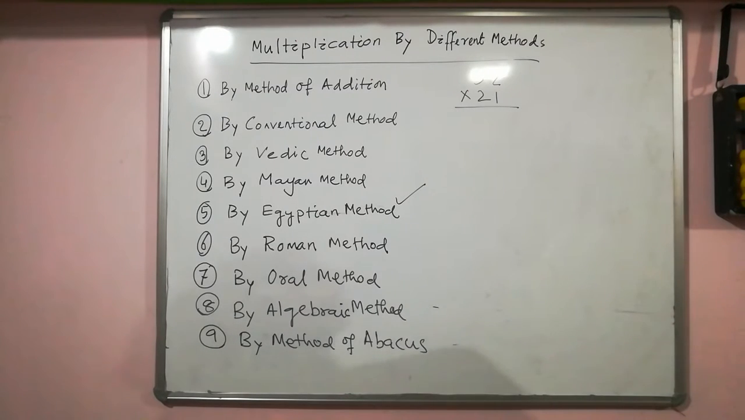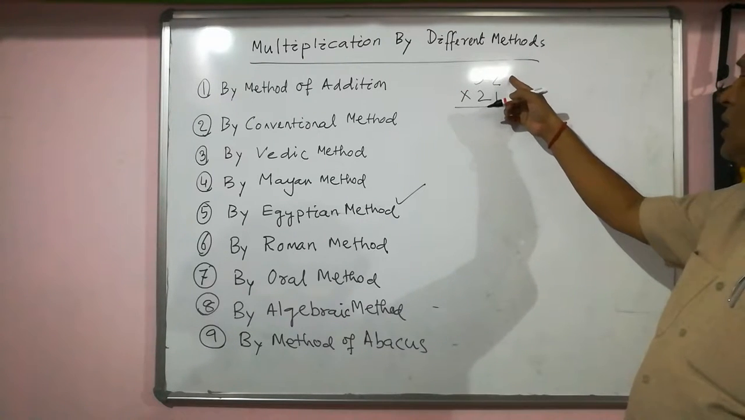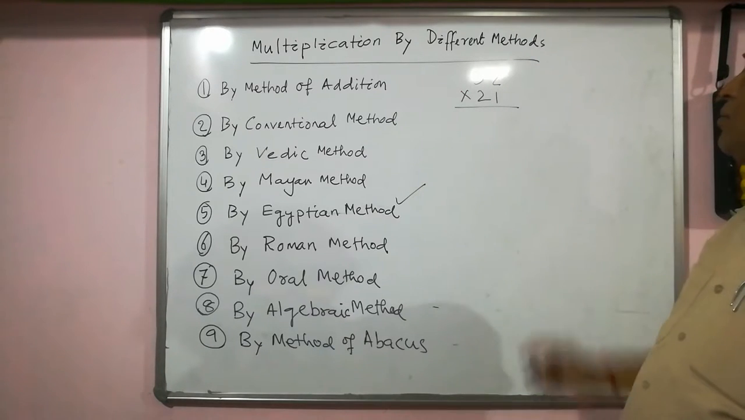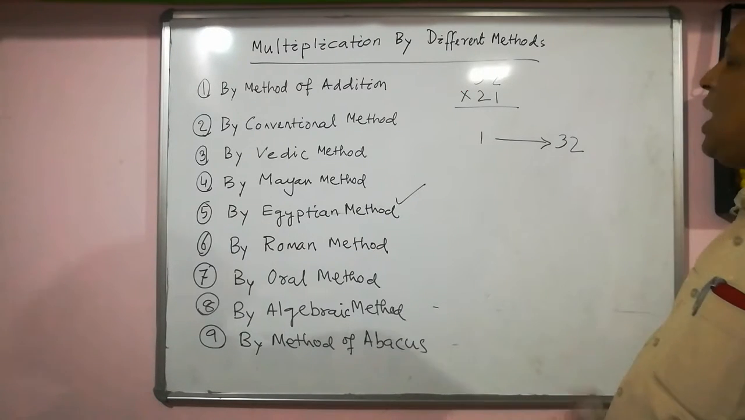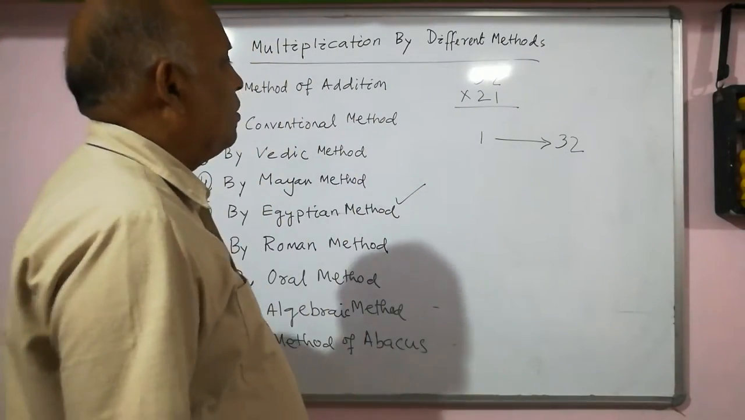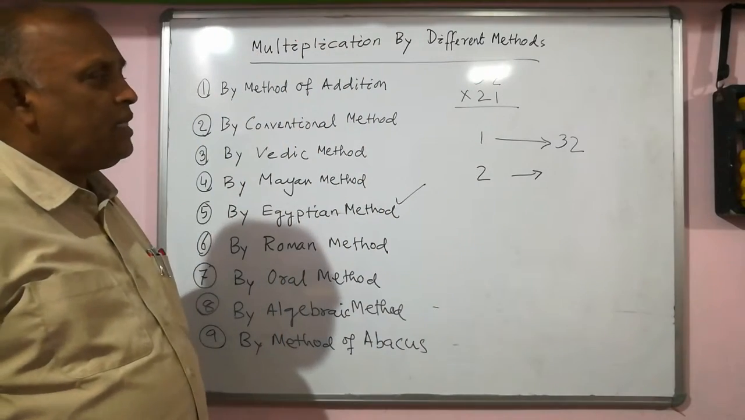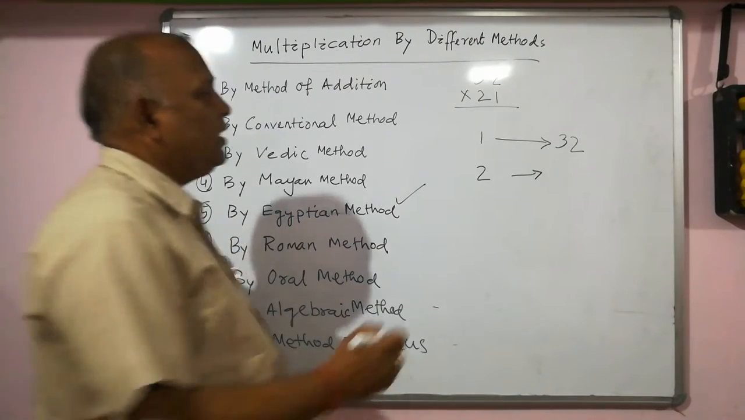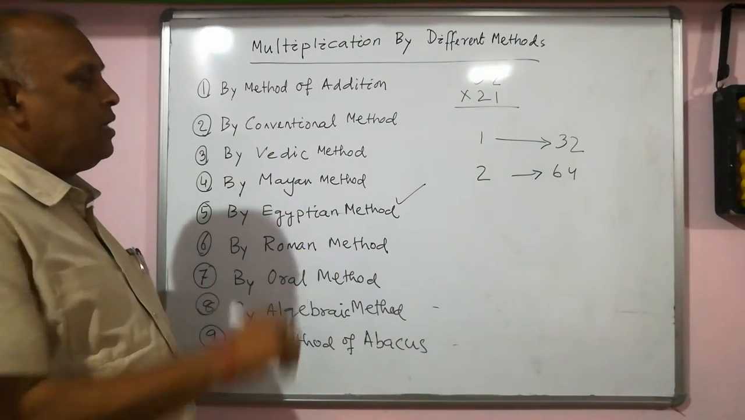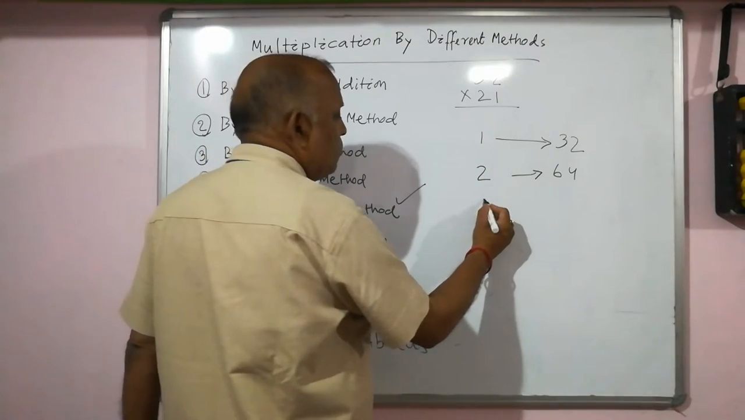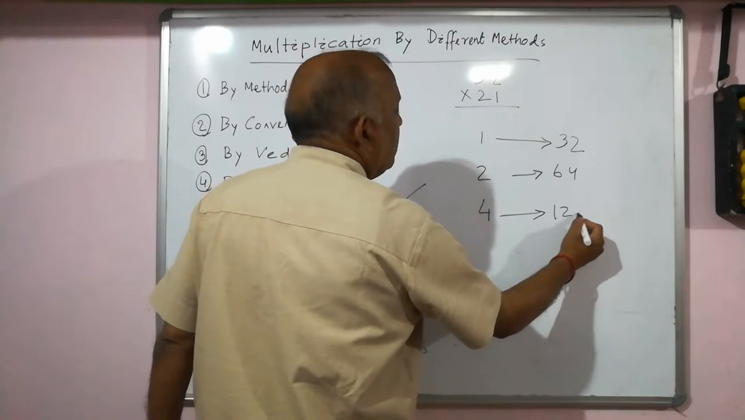What do you do? These are 32 and 21. You take either number, whether it is 32 or 21, but the larger number is better to take. You take 1 representing 32. Then you just multiply: if 1 represents 32, then 2 represents twice of 32, that is 64. 32 plus 32 is 64. Now again you double this 2, then it will be 4. And 4 represents 64 plus 64, 128.